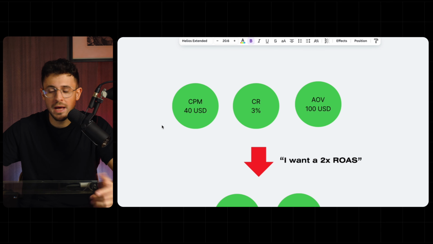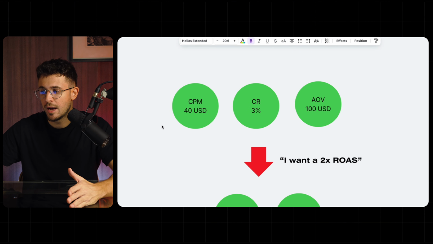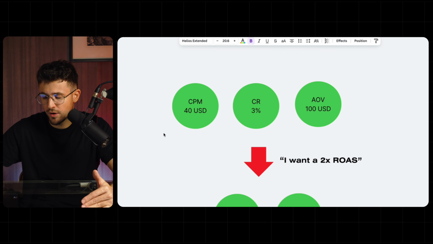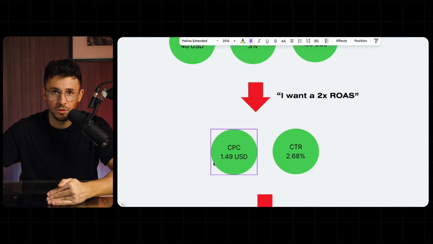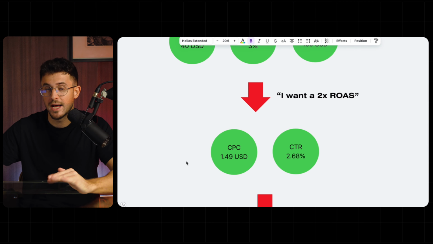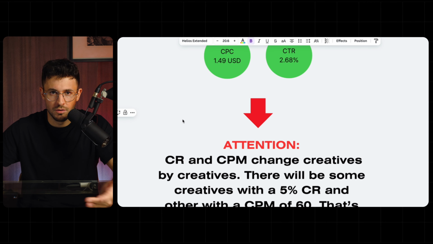So what you basically know now is that if you have a CPM of 40, a conversion rate of 3%, an AOV of 100 USD, and you want a 2x ROAS, then you need to have a CPC of 1.49, and a click-through rate of 2.67 at least, to get your return on investment target.